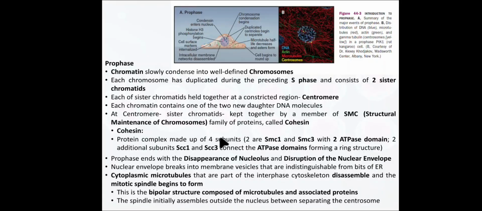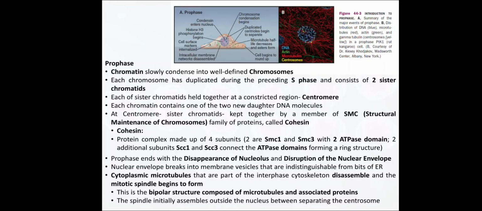Particularly, cohesin is made up of 4 subunits. 2 are SMC1 and SMC3 with an ATPase domain, and 2 additional subunits, that is SCC1 and SCC3, connect to the ATPase domain, forming a ring structure. Prophase ends with the disappearance of the nucleolus and disruption of the nuclear envelope. The nuclear envelope breaks down into membrane vesicles that are indistinguishable from bits of ER. Cytoplasmic microtubules that are part of the interphase cytoskeleton disassemble and the mitotic spindle begins to form.